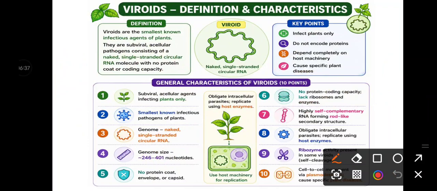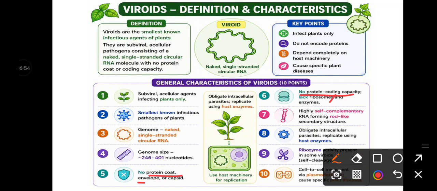Then, I have already told you it lacks a protein coat, envelope or capsid. Then it also lacks protein coding capacity because it lacks ribosomes and enzymes. Then it is... this is a very important point.